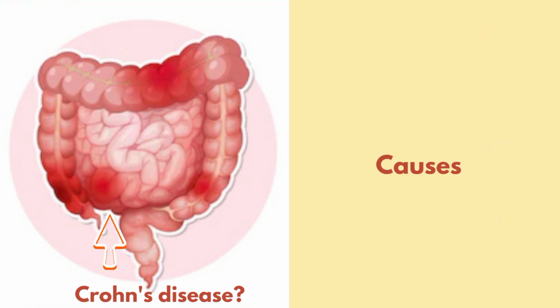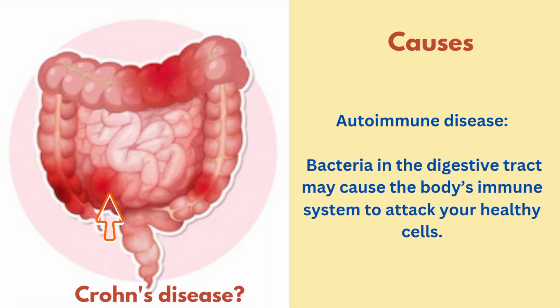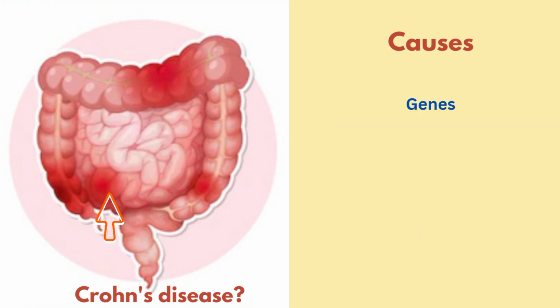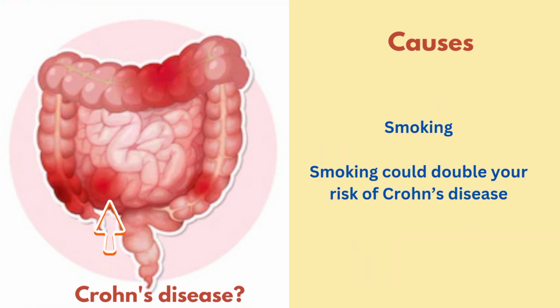Now let us see the causes of this condition. The first cause is autoimmune disease. Bacteria in the digestive tract may cause the body's immune system to attack your own healthy cells. Second cause is the genes. Inflammatory bowel disease often runs in families. If you have a parent, sibling, or other family member with Crohn's disease, you may be at an increased risk of also having it. Third cause is the smoking. Smoking could double your risk of Crohn's disease.